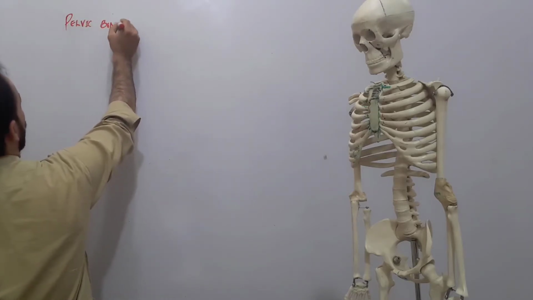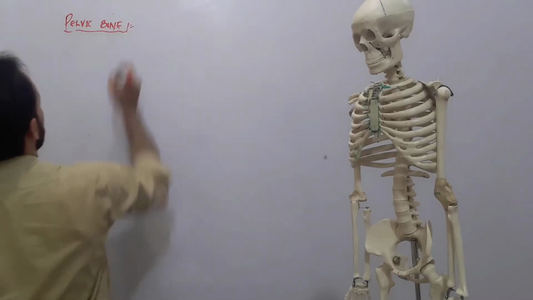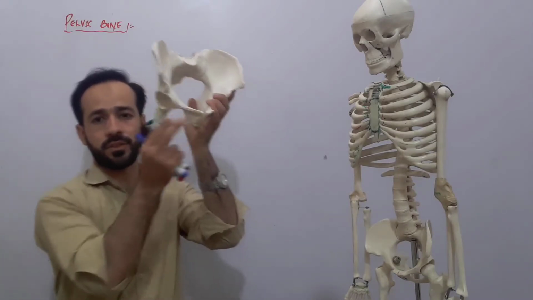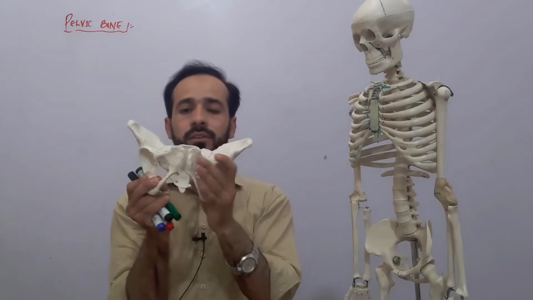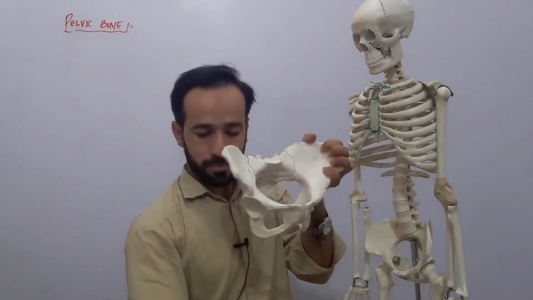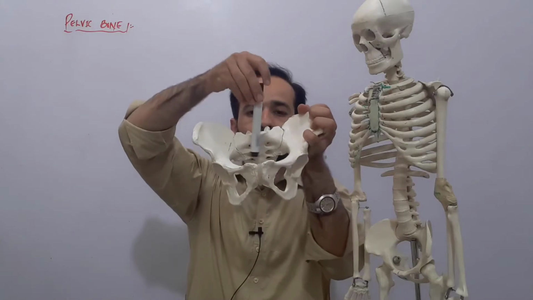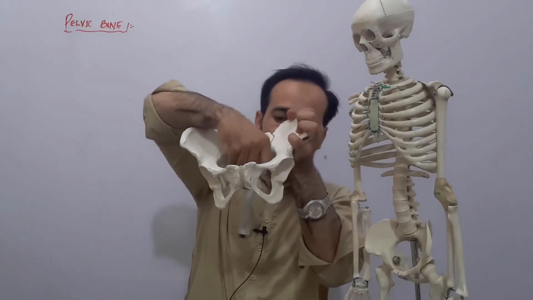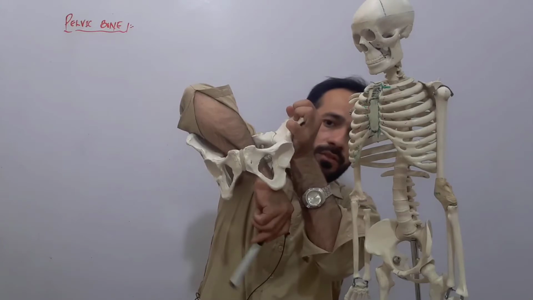And what is the pelvic bone? The pelvic bone is a basin shaped bone. Why? Because if you want to see it, here we have it. This is the pelvic bone. It should be held like this, anterior posteriorly, and I will discuss how to hold it later. If I want to pass certain substances from the superior side, they will come out from its inferior side.